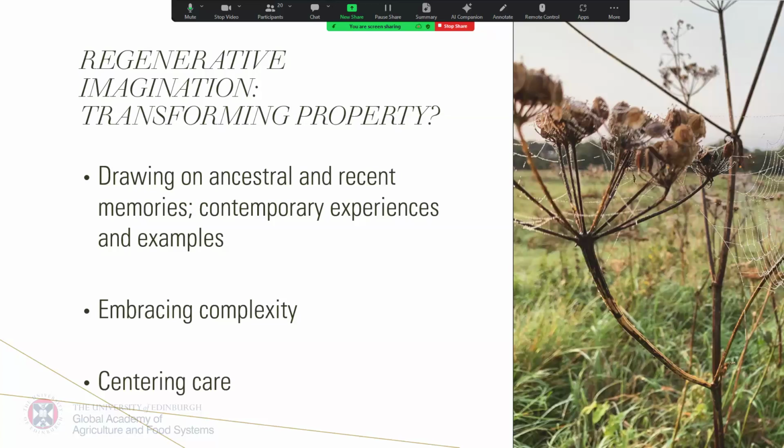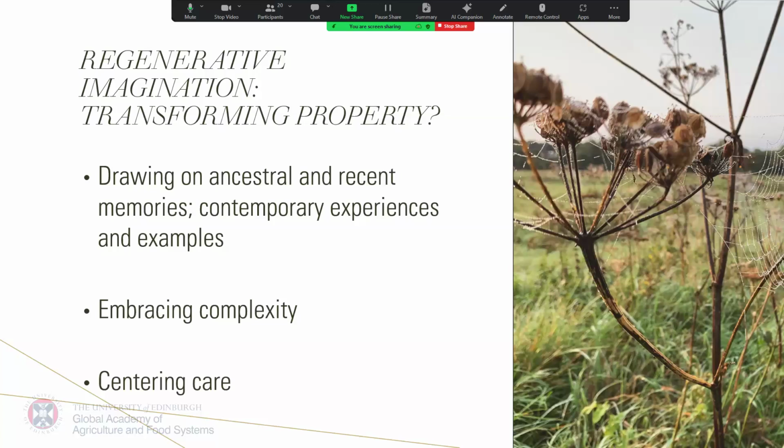Another way we might dig into the regenerative imagination of property would be to embrace complexity. Whereas the private ownership model encourages us to simplify and seek control over the world, what might land relations grounded in an appreciation for and respect for complexity and entanglement and relationship look like?